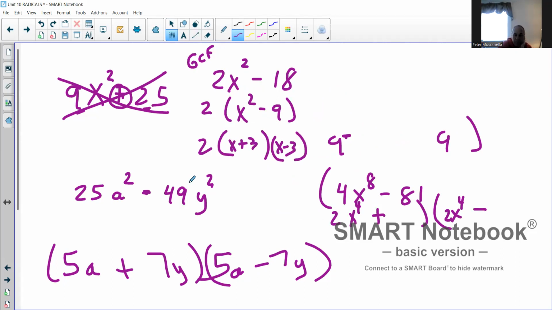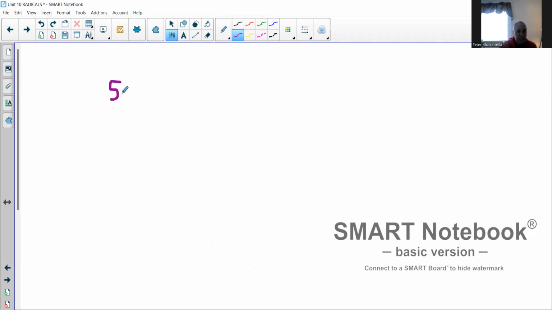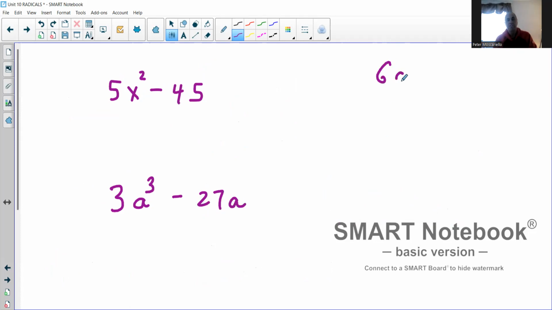So, I want to make sure you can do ones like those. So let's try these ones, kids. It's that one. And how about this one? Try each of those, and the key is GCF first.